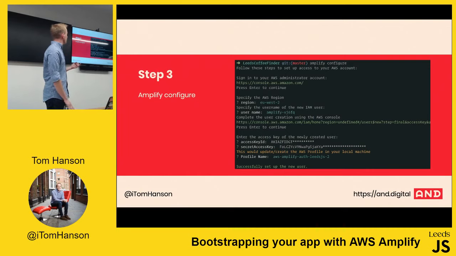So when we do that, we then have to run amplify configure in our terminal. This sets up our AWS environment, which is really handy. And it asks which region do you want it in. Okay, eu-west-2, which is London. That's kind of cool. And then it asks us for some access keys and secret keys. But crucially, it sets everything up for us, which is really good.